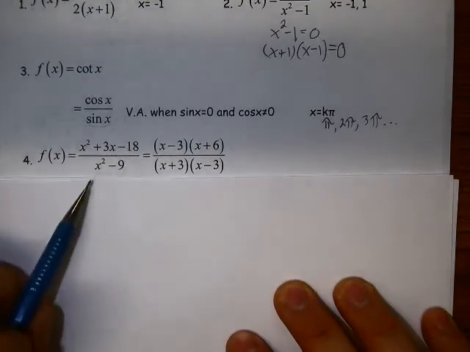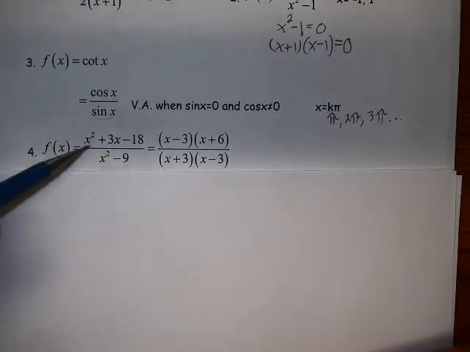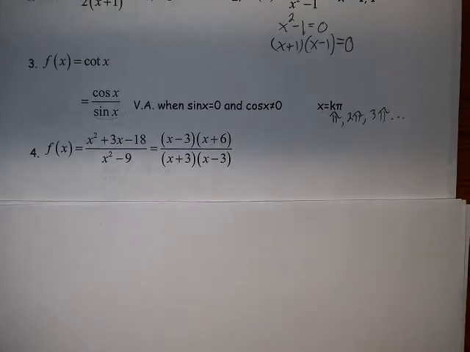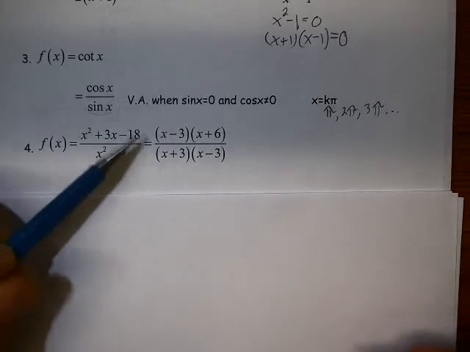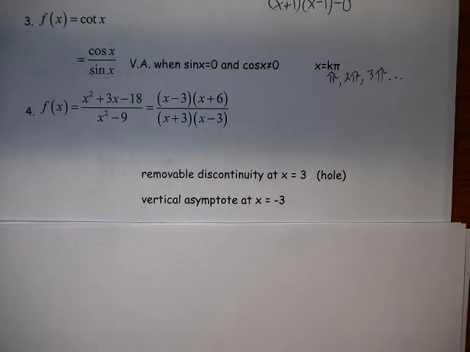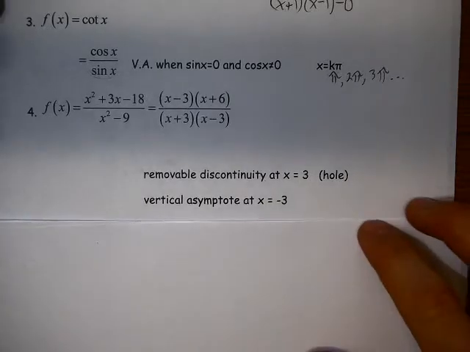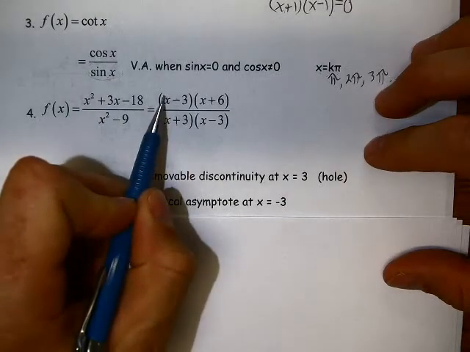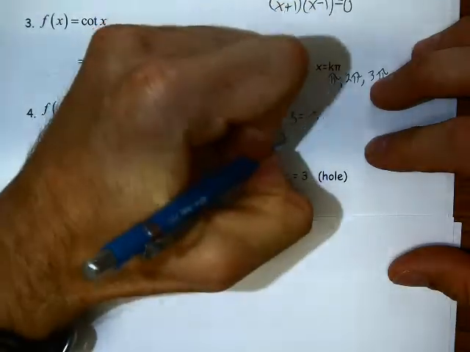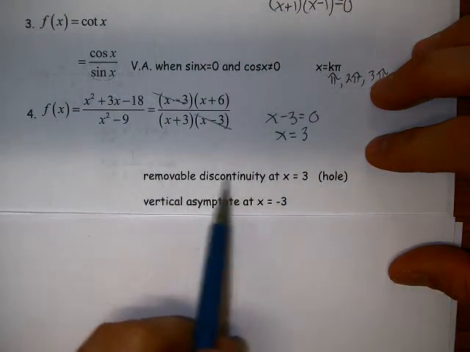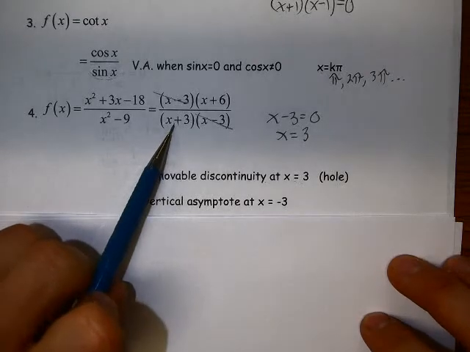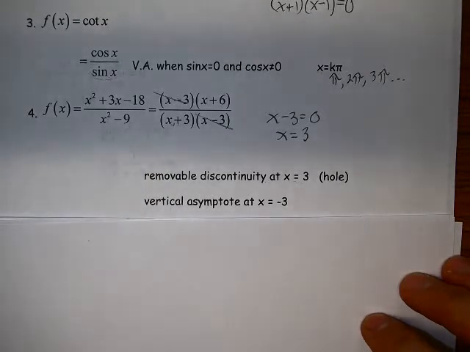Example 4, we have x squared plus 3x minus 18 over x squared minus 9. We're trying to find the vertical asymptotes here. So we know that we want the denominator equal to 0. As it's written here, it has 2 factors in the numerator and 2 factors in the denominator. Notice that there's 2 discontinuities here, but only one of them is a vertical asymptote. Because we can factor numerator and denominator, we can cancel out the x minus 3's. That x minus 3 gives us an x equals 3 hole. That is a removable discontinuity. We can factor and cancel out, and that gives us a hole or removable discontinuity at x equals 3. This x plus 3 factor cannot be canceled out, so that gives us a vertical asymptote at x equals negative 3.